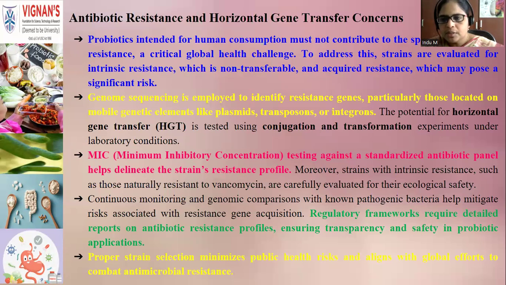So to address this, the strains are evaluated for intrinsic resistance, which is non-transferable in nature, and acquired resistance, which may pose a significant risk. Genome sequencing is also employed to identify these resistance genes, and we can evaluate the potential for horizontal gene transfer. It is tested using conjugation and transformation experiments under laboratory conditions. And then minimum inhibitory concentration is tested against standardized antibiotics. So it identifies whether there is any resistance profile or not. That also we can study using this MIC.